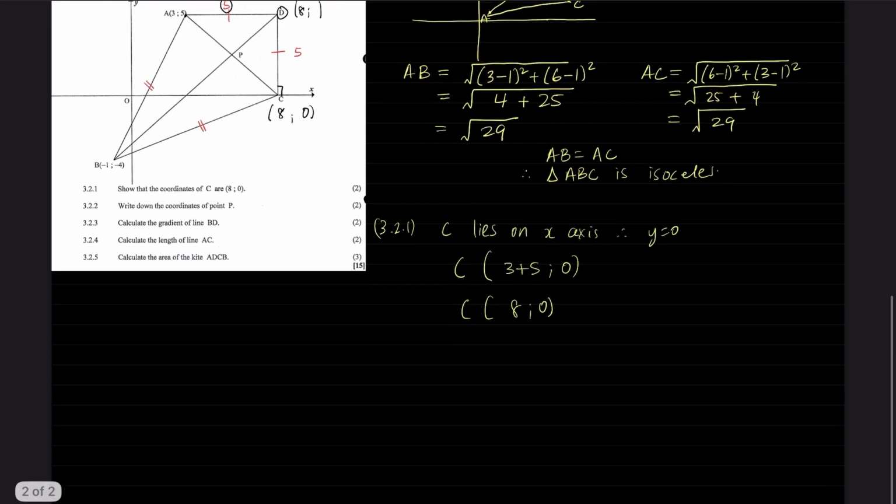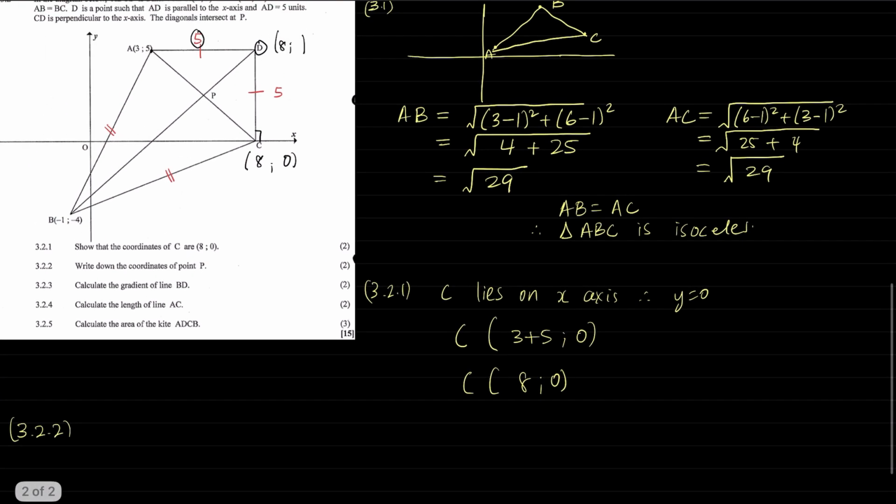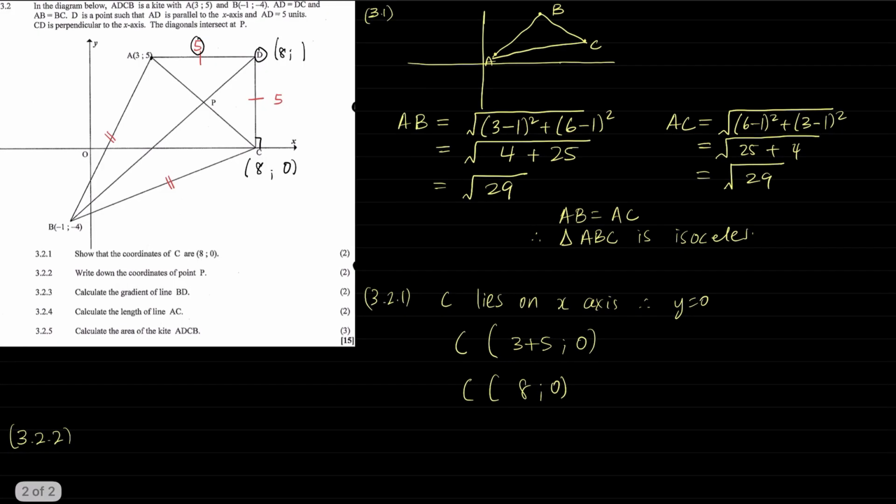Let's move on. Question 3.2.2. Write down the coordinates of point P. Okay, so point P. How do we work out the coordinate for point P? Okay, here we go. We know the coordinate for A and we know the coordinate for C. The coordinate for P is going to be the midpoint of AC. Remember, one of the properties of a kite is that this length is going to equal that length. So P is going to be the midpoint.